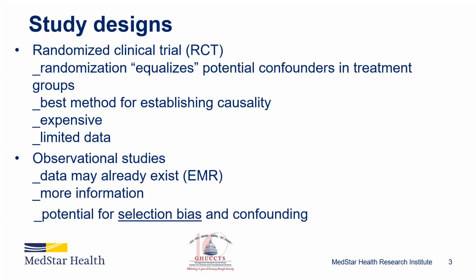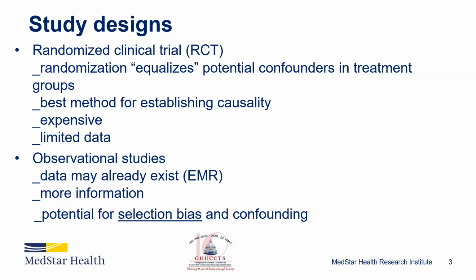Observational studies, on the other hand, are a little easier to do, in that your data may already exist, like in an electronic medical record. Also, an electronic medical record might contain more information than you'd be able to collect in a randomized trial. However, the primary drawback of observational studies is selection bias.